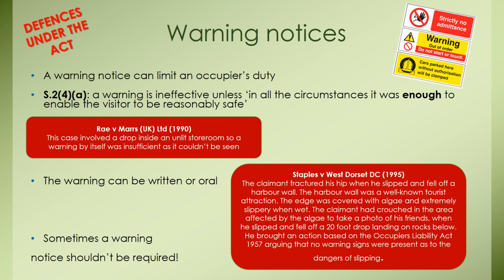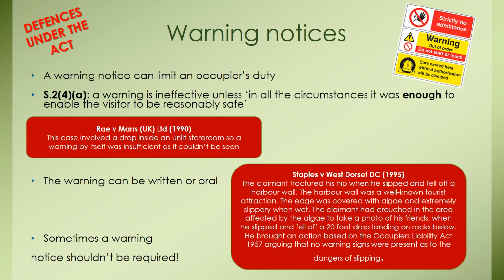So have a look at a couple of cases here. We've got Ray v Mars UK, and you could probably find a bit more information about this case online if you wanted to write some more facts. So this involved a drop inside an unlit storeroom, and a person who was walking in here, I believe they were a surveyor, dropped down and injured their leg. So a warning was insufficient here because it couldn't be seen. And of course you could ask the question, why did they not have a torch, etc. But there should have been more of a warning, or a light on if possible.